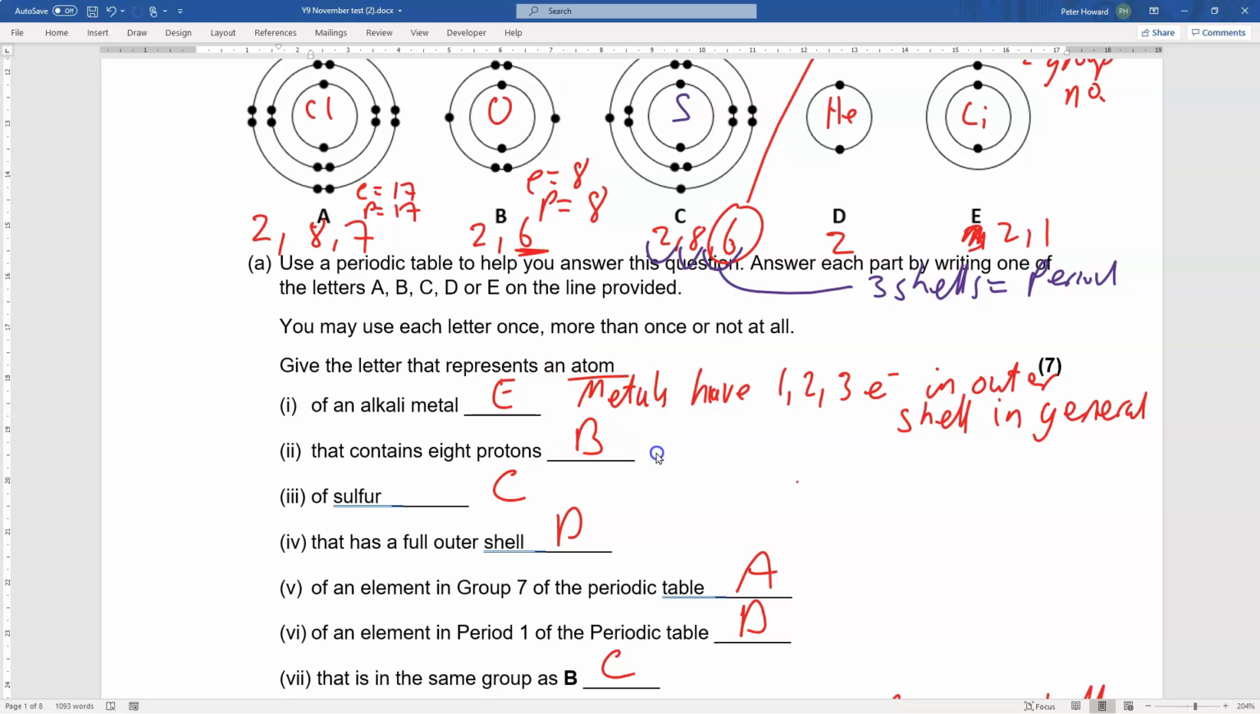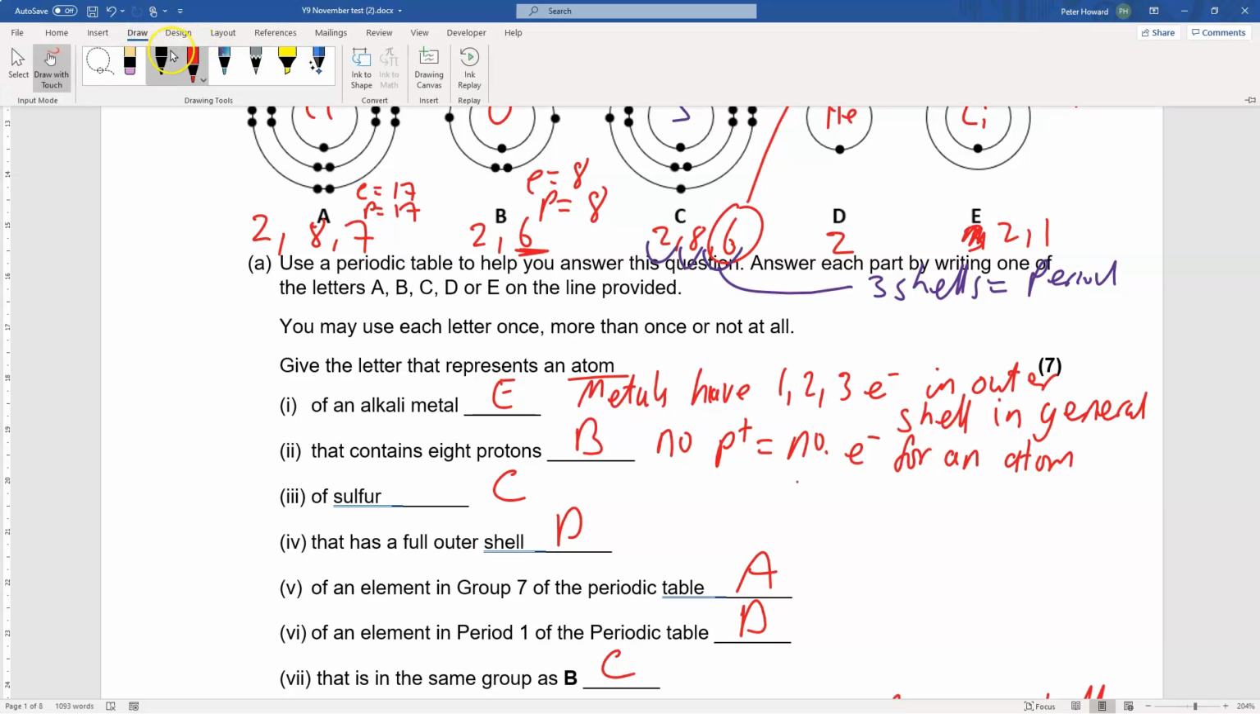It contains 8 protons. You could say here, and this again, if you got this one wrong, this is what I would like to write. Number of protons equals number of electrons for an atom.